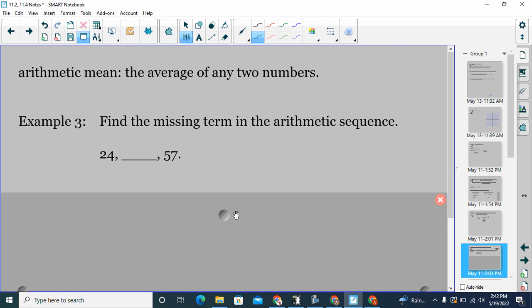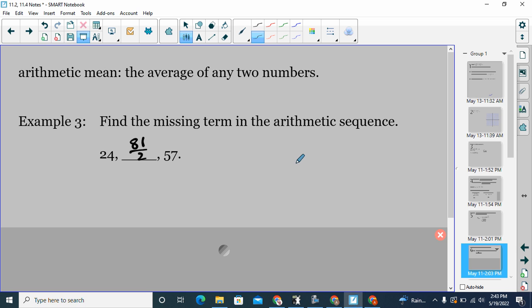Find the missing term from the arithmetic sequence 24, blank, 57. So we find the average of those numbers, add them together, divide by the number of numbers, 81 over 2, 40 and a half. Notice 24 plus 16.5 gives us 40 and a half, plus 16.5 gives us 57.